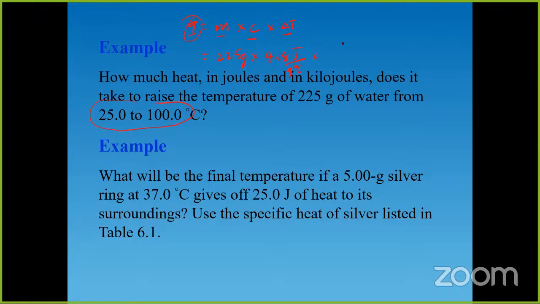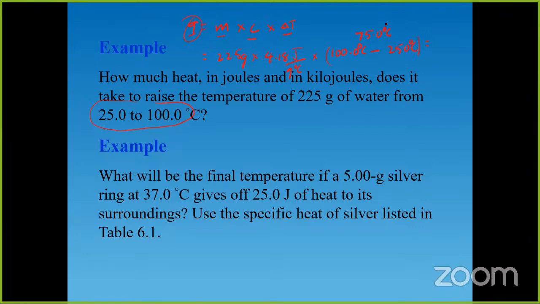So delta T is the final temperature, which is 100.0 degrees Celsius, minus the initial temperature, which is 25.0 degrees Celsius. And we do the number crunching. This part here will work out to 75.0 degrees Celsius within the parentheses. And then for the rest of the calculation, we will take the 225 multiplied by 4.18 multiplied by 75.